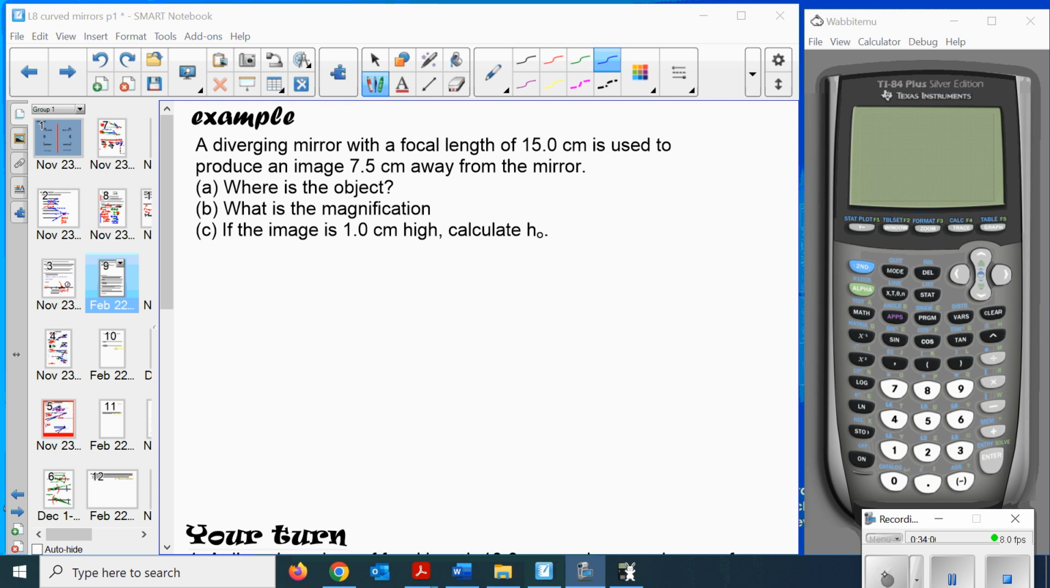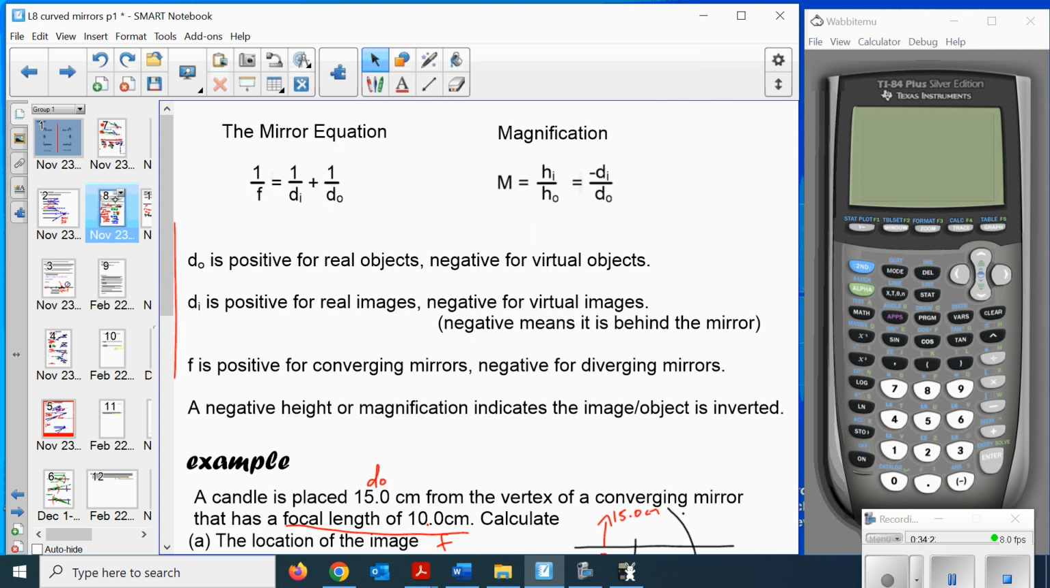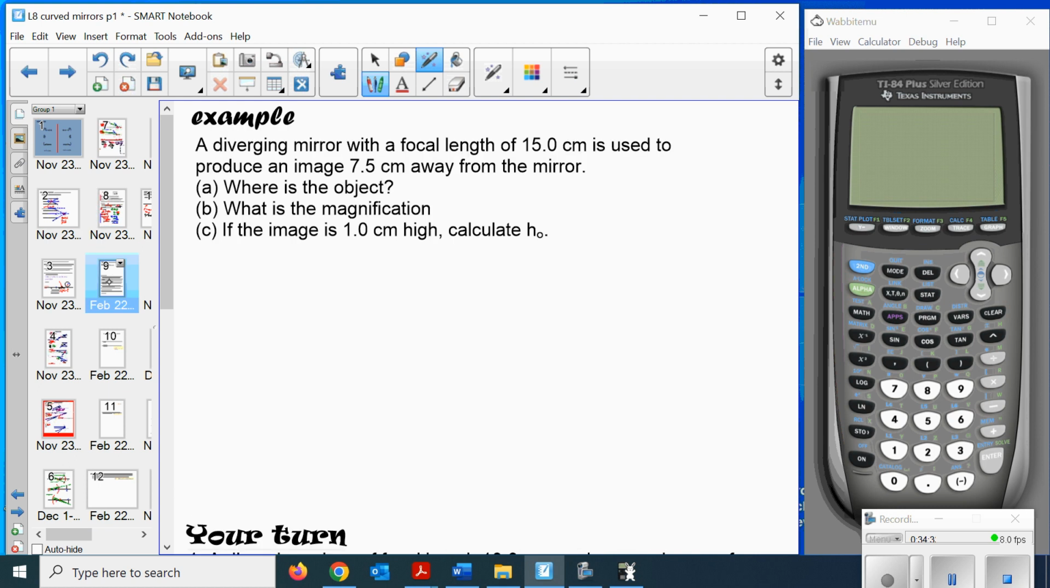Okay, diverging mirror example. Same equations, but with this, let's take a look. Diverging mirror with a focal length of 15 centimeters used. Right away, when I see a focal length, flip back to the page. We see, oh, right, focal length is positive for a converging mirror, negative for diverging mirrors, even if I report it as 15. Sometimes I will write down focal length of minus 15, I'll put that in there. Don't double negative if it's a diverging mirror. Okay?